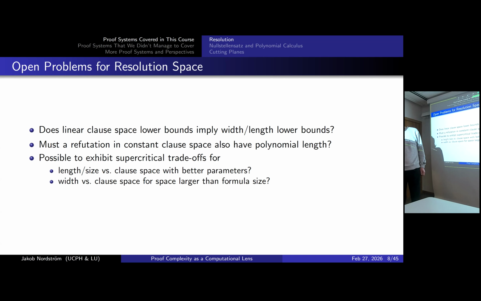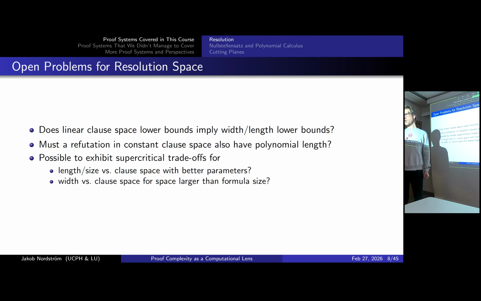So the resolution space has been fairly well studied. There are still some fairly basic problems that we don't know the answer to. We know that up to n over log n, closed space doesn't say anything about proof length, doesn't say anything about proof width. We don't have any example of formulas that actually have linear closed space lower bounds, other than the exponentially hard formulas.